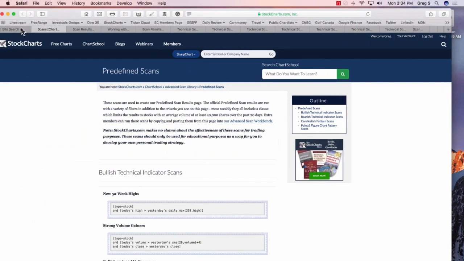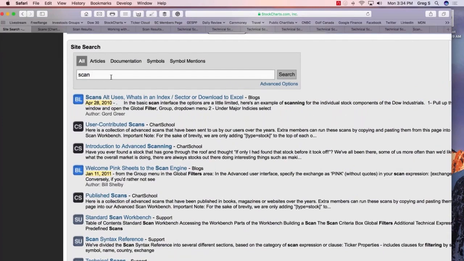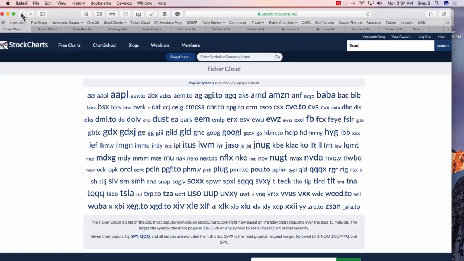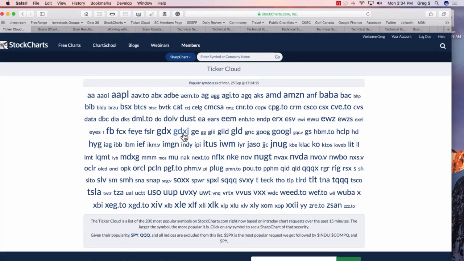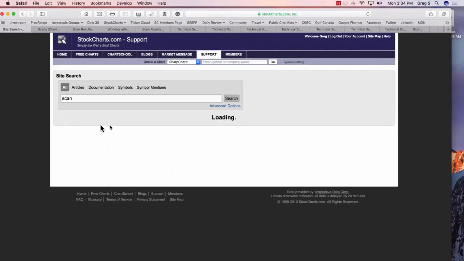One of the most important things: if you enter the word scan into the site search box, that's going to bring up all of these options. If you go anywhere from the ticker cloud or any of the home pages, in this case the ticker cloud, you can just type the word scan up here where the search button is, and you're going to get a huge list.